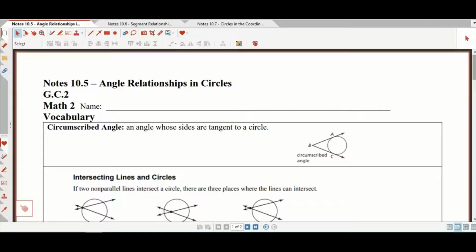Today we're going to be doing guided notes for section 10.5, angle relationships in circles. So, a circumscribed angle is an angle whose sides are tangent to a circle. That is, notice that angle B, its rays are tangent to the circle, and so we call that a circumscribed angle.